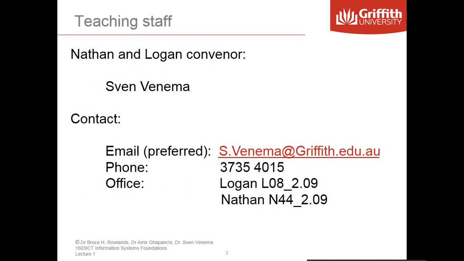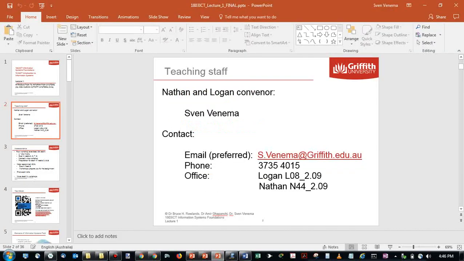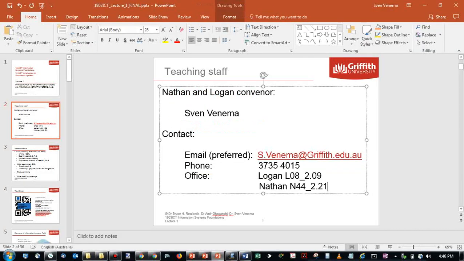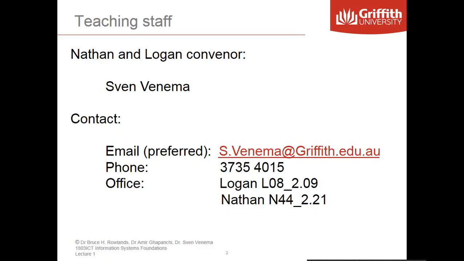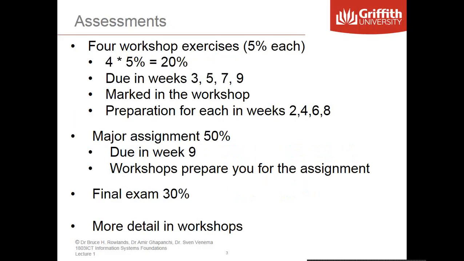So teaching staff for this course, it's me, Sven. I am available by email, and email is preferred, so s.venom@griffith.edu.au. I have a phone number, but it is unlikely that you will get me by phone because I'm not necessarily near my phone. So email is definitely preferred. And Nathan Campus N44 2.21 is my office. I should update that. And Logan, it's L08 2.09. Let me just update that now. 2.21. There we go.